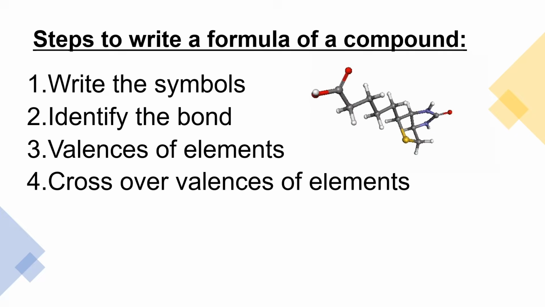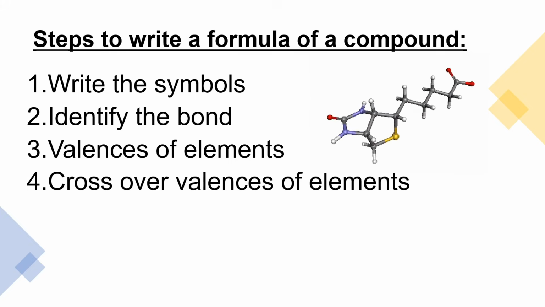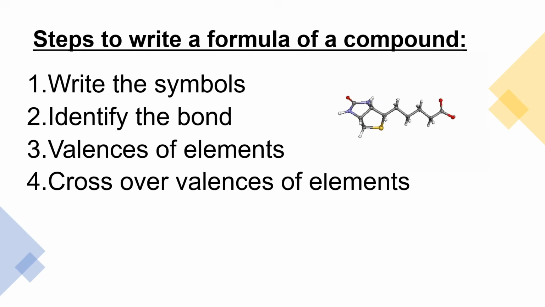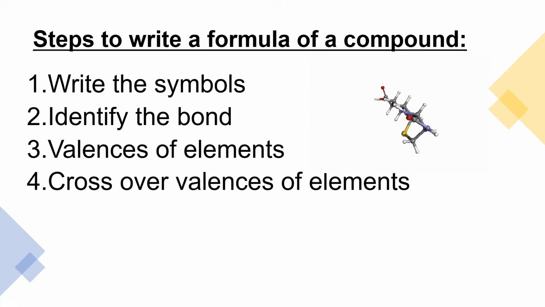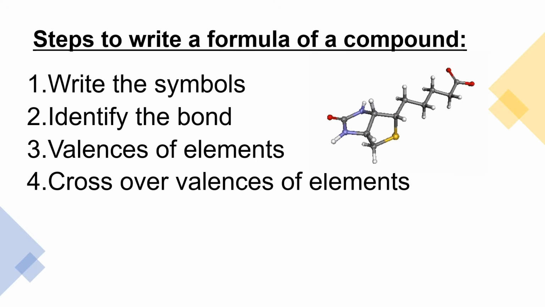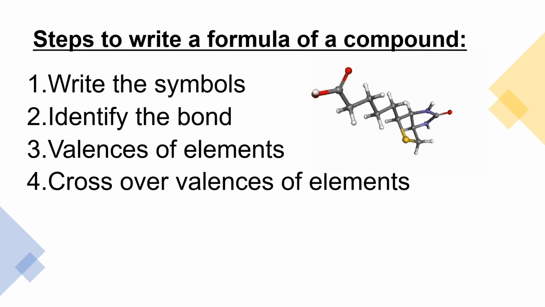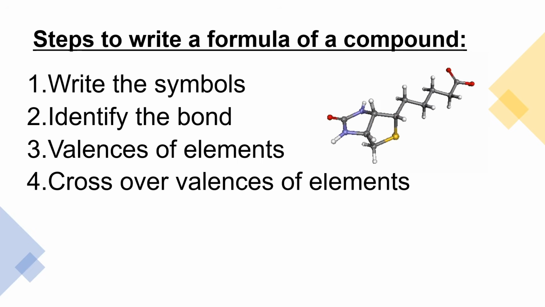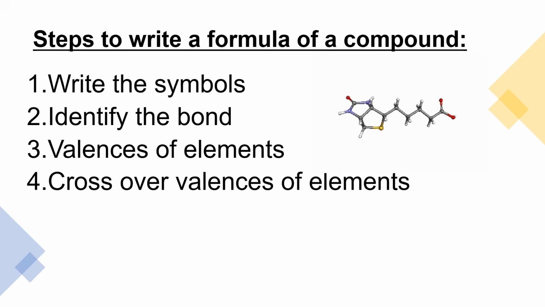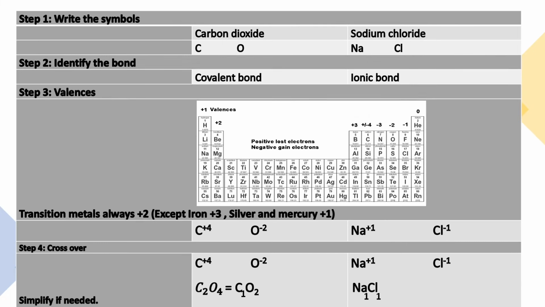Now we are going to do the reverse of what we have just done, and we are going to write the formula of a compound. First step that we will do is write down the symbols. The second step will be to identify the bond between the atoms that play a role in the compound. Step 3 is to identify what the valencies are of the elements, and that we can find on the periodic table. And step 4 is to cross over the valencies of the elements. Let's have a look at an example. Let's have a look at an example on how to write the compounds.